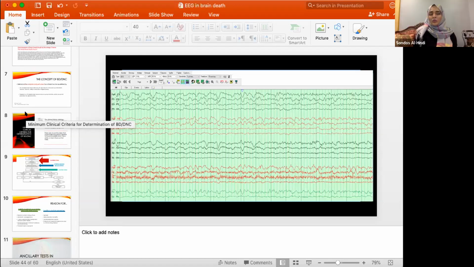The role of EEG in persistent vegetative state would be more about qualifying the underlying coma, right? To see what type of coma they have. The coma itself would tell you if it's a poor prognosticating coma or not.